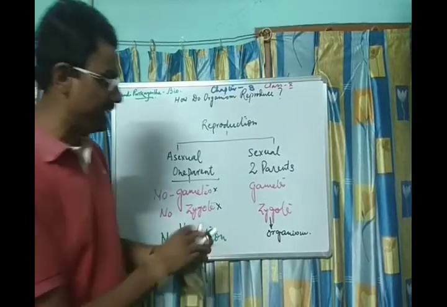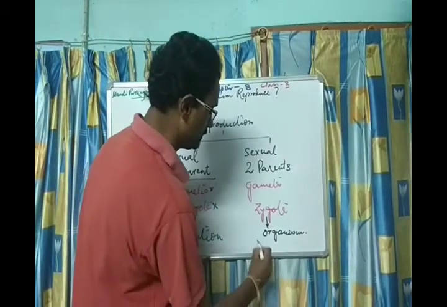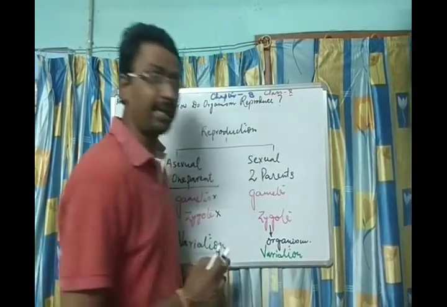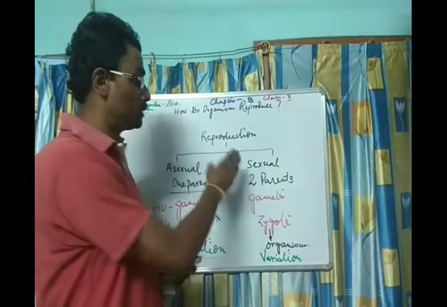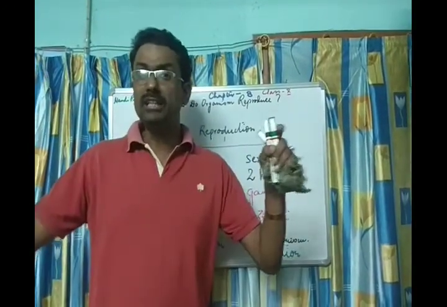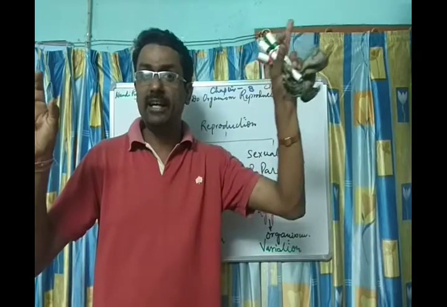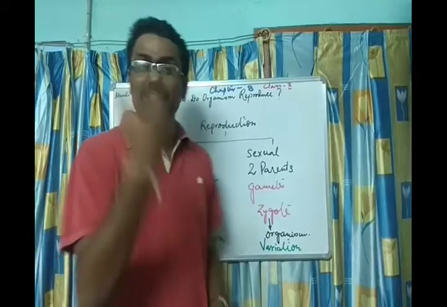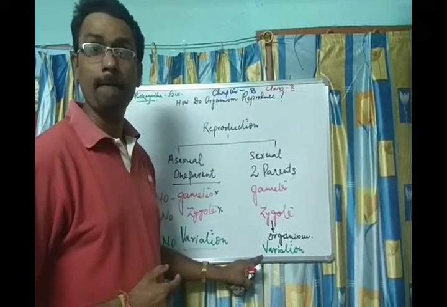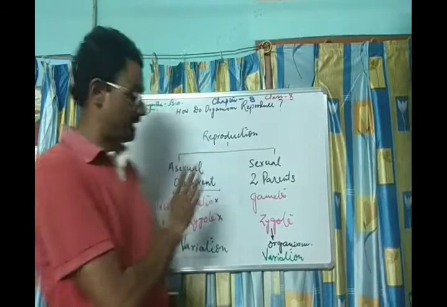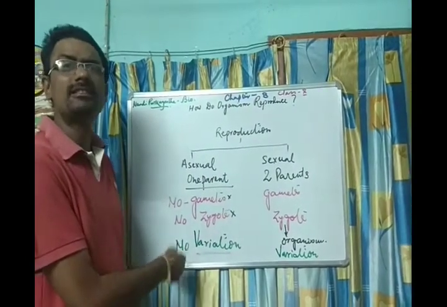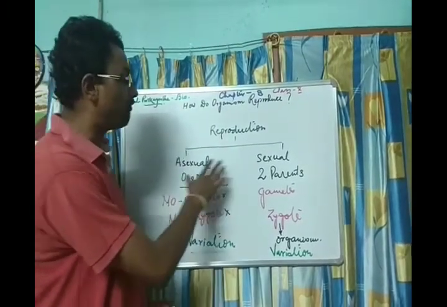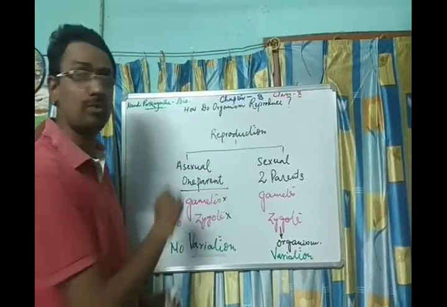But here what you are finding? There is variation. That is important. Why is variation coming? Because two parents are needed here. Some characters from this parent are coming, some characters from another parent are coming. They undergo mixing up. And that leads to what? Variation. Clear? Variation is needed in evolution. Here variation is not there, so it doesn't play that much role. These are the most important things that we are finding in asexual and sexual.